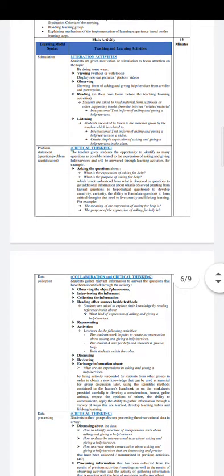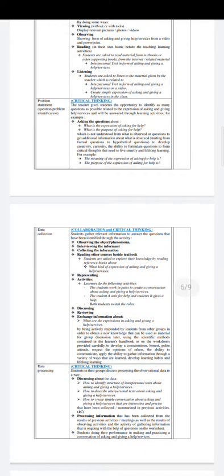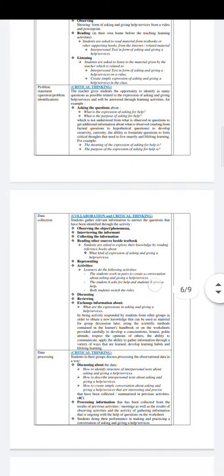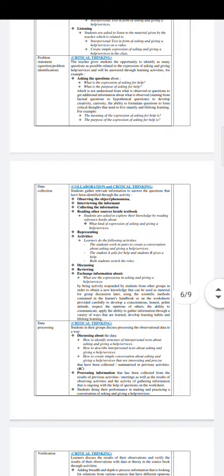And also there's critical thinking. It will be considered as a problem statement, even though it's from question or problem identification. The teacher gives the students the opportunity to identify as many questions as possible related to the expression of asking and giving help or services, and will be answered through learning activities, like what is the expression of asking for help, what is the purpose of asking for help. That is an example of asking questions about the material that needs to be taught in the classroom.